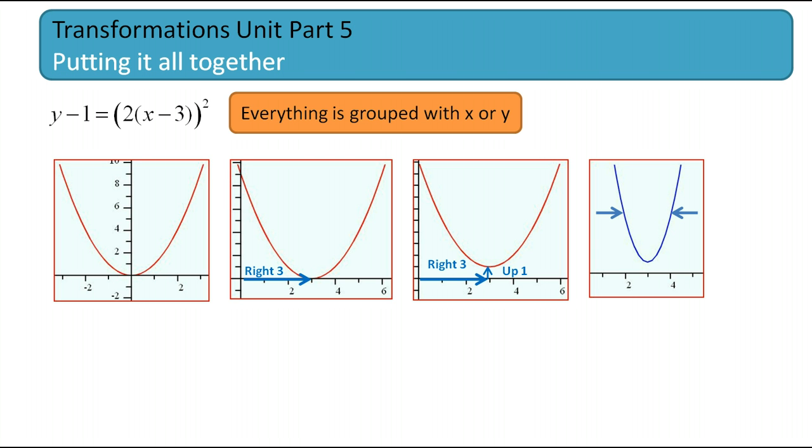The last thing that happens here is my x is being multiplied by 2. That's going to produce a horizontal compression, which, as you can see, makes the graph skinnier. It's also going to have a new vertex. From 0, 0, it's going to change to 3, 1. So in this function, we had the graph moved right 3, up 1. It was horizontally compressed, and that made it skinnier with a new vertex of 3, 1.